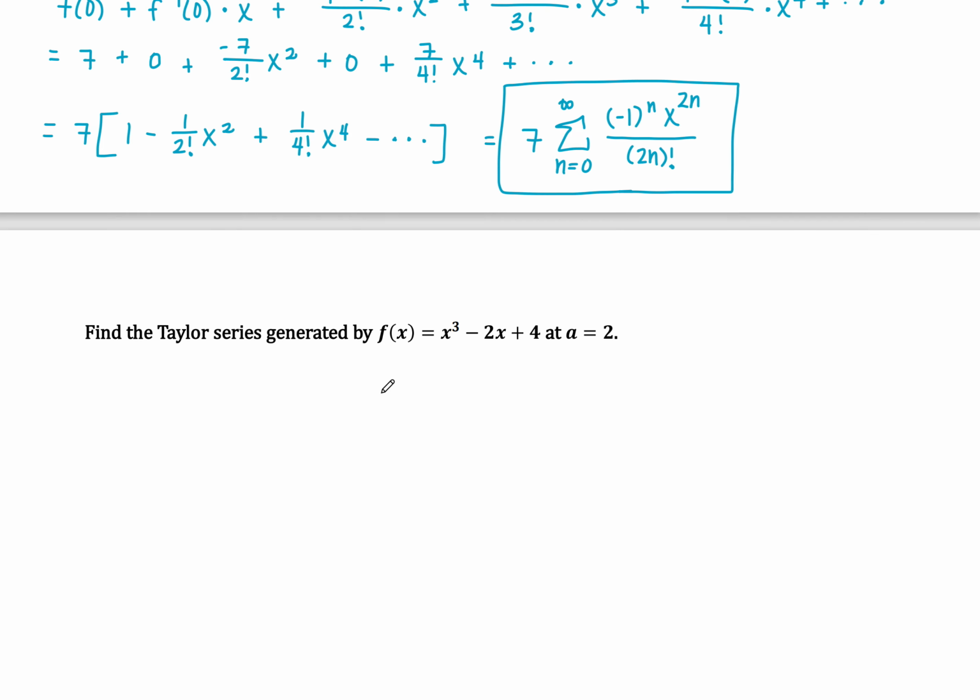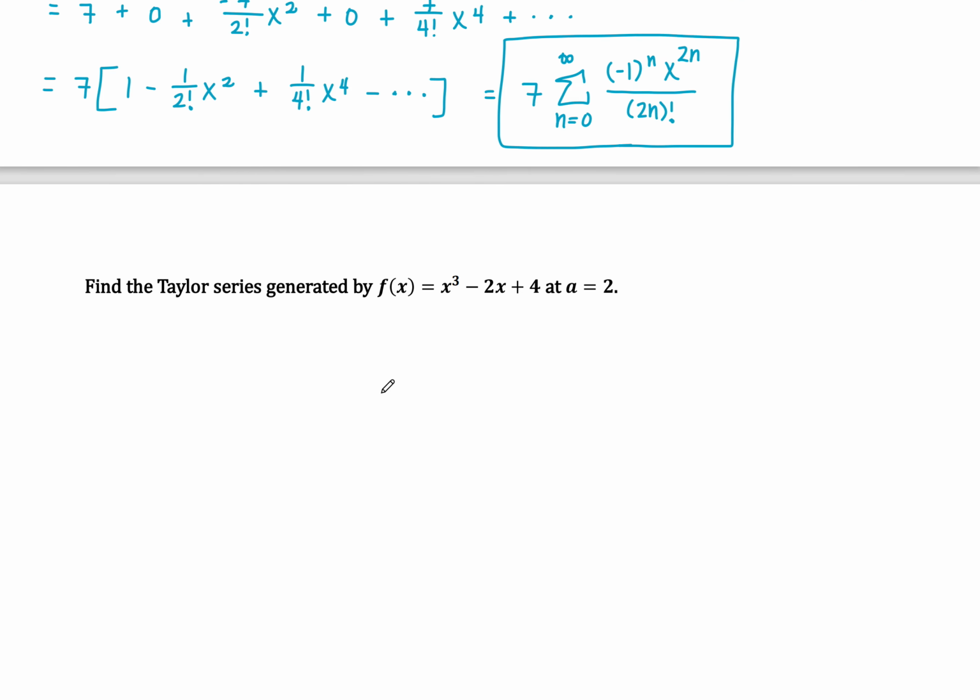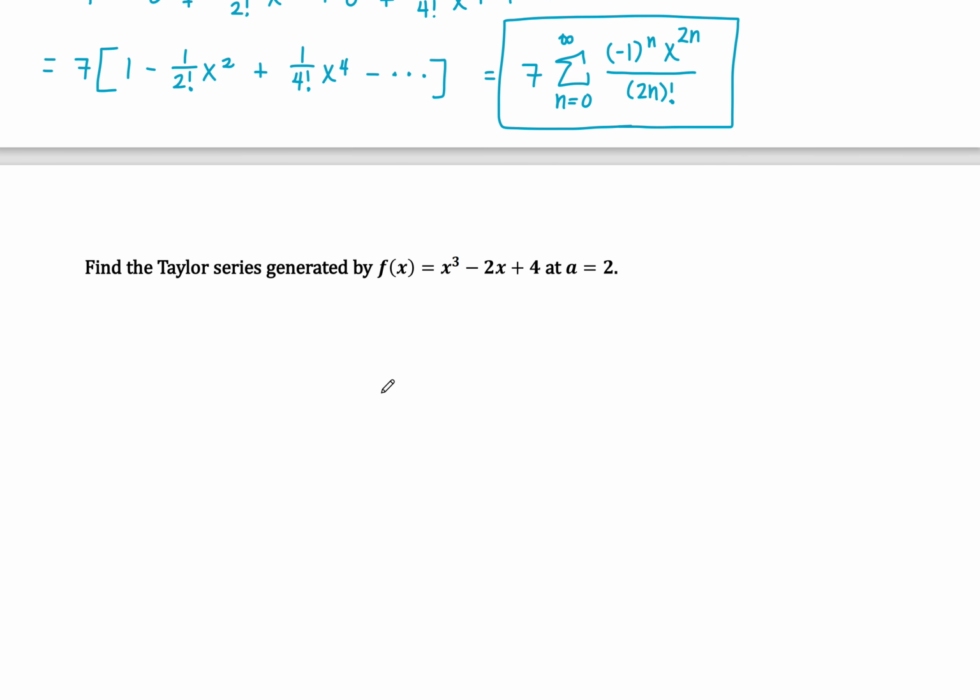Now, we're going to do a second example here. This one is a Taylor series, and it says find the Taylor series generated by f of x equals x cubed minus 2x plus 4 at a equals 2.